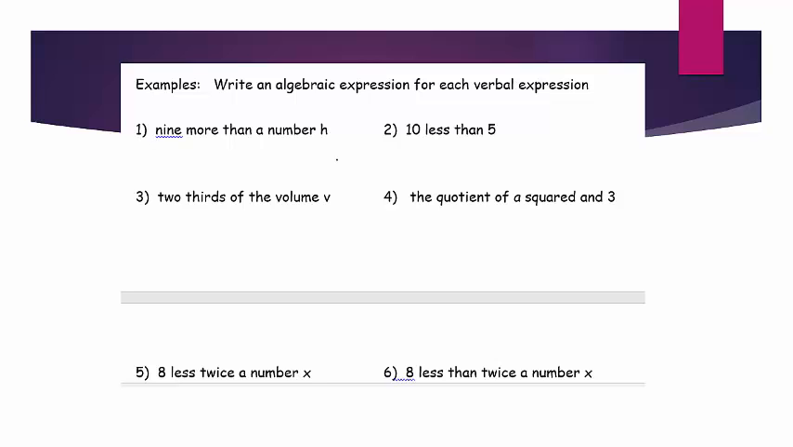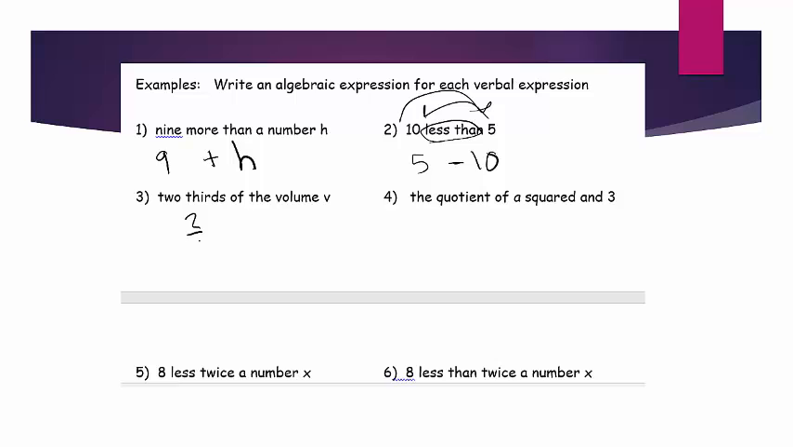So we're just going to take some examples and we're going to translate these sentences into math problems. So obviously 9 more than would be addition, and then a number which we're going to call H. So 9 plus H. And number 2, I see that caution less than, so I'm going to subtract and I'm going to switch the order around. So you're going to have 5 minus 10.